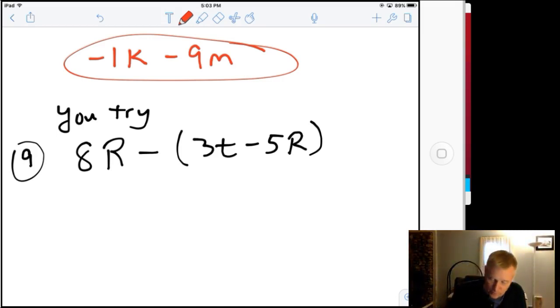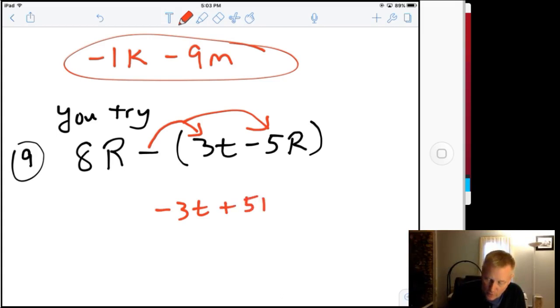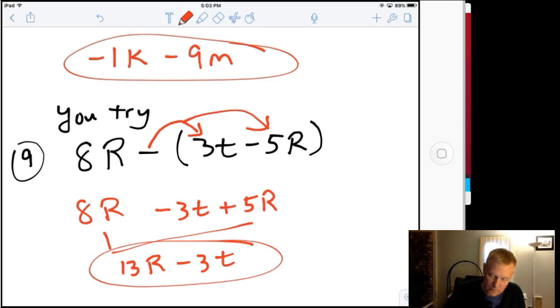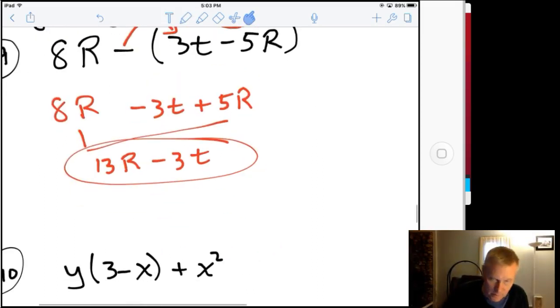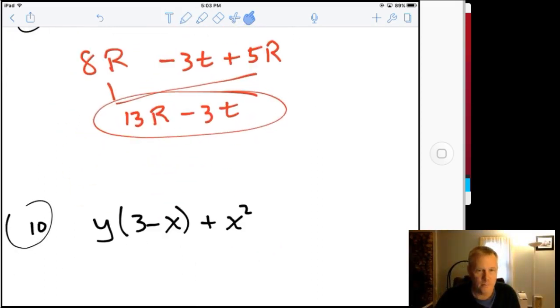Okay, welcome back. So I start right here with this parentheses, and I'm going to change both the signs inside the parentheses. Get that out of the way first. So that 3t becomes negative. This 5r becomes positive 5r. The 8r I just leave alone. Now I can combine like terms. I can add my r's together, but not the t's. 8r plus 5r is 13r minus 3t, and that's as good as it gets. Please don't add those together at all.